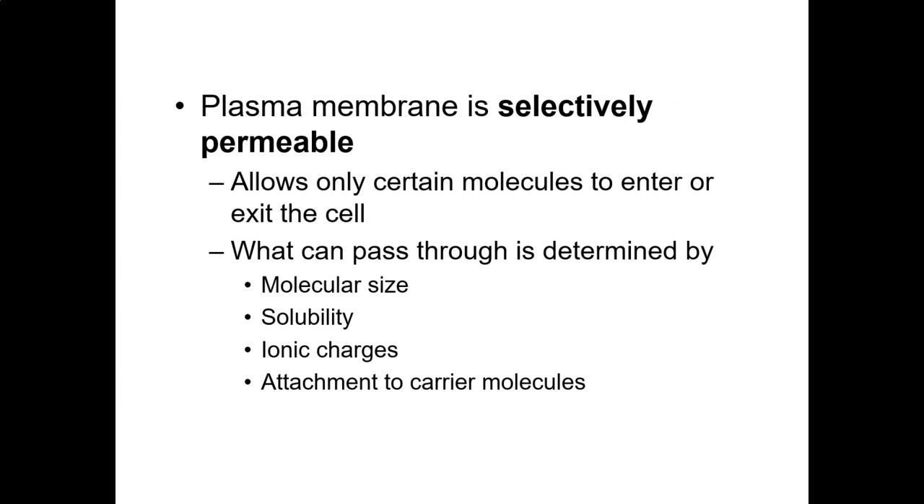We say that the plasma membrane is selectively permeable, and that means it literally picks and chooses what gets in and out. So depending on what the substance or molecule is trying to get in or out, that plasma membrane is going to say yes or no. It is selective. It is not just letting any old thing in or out.